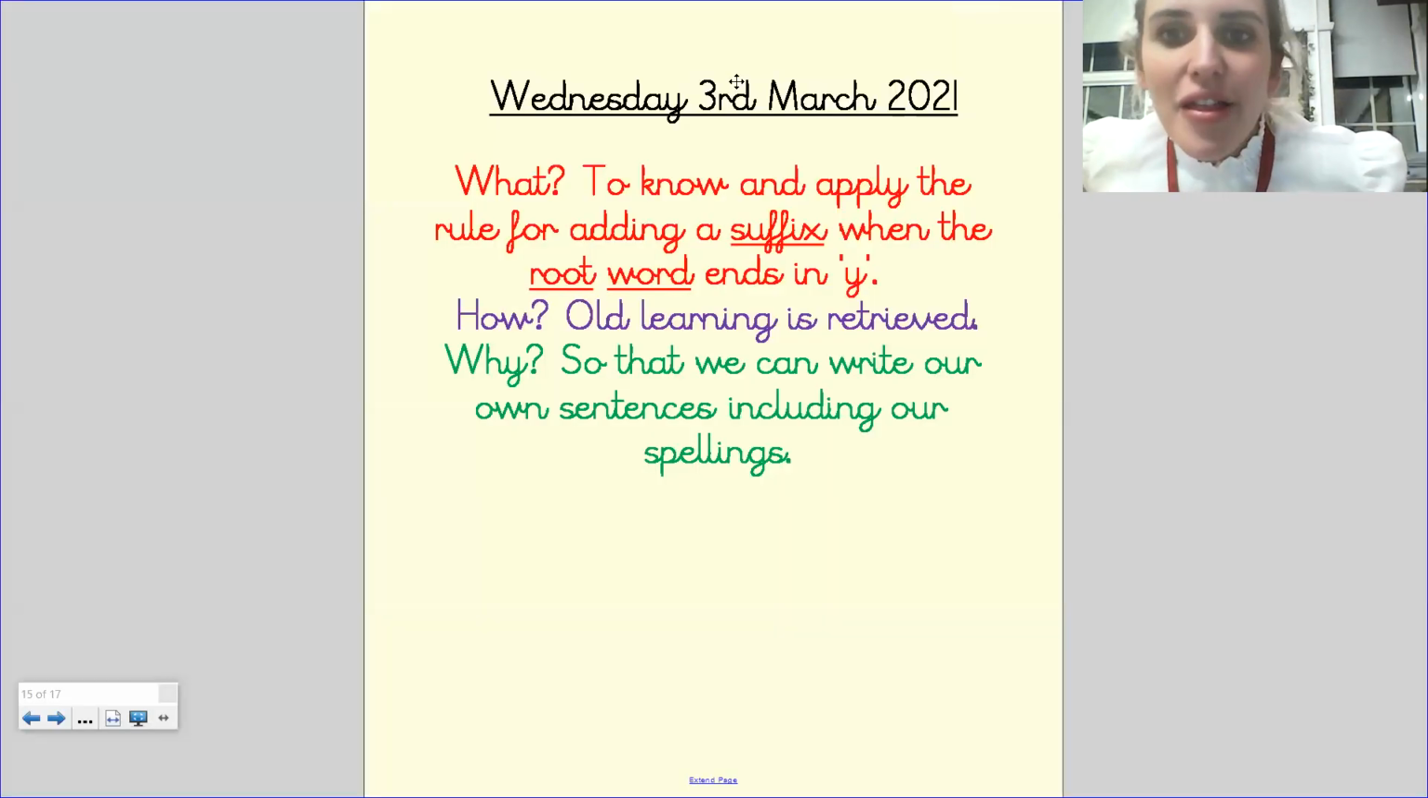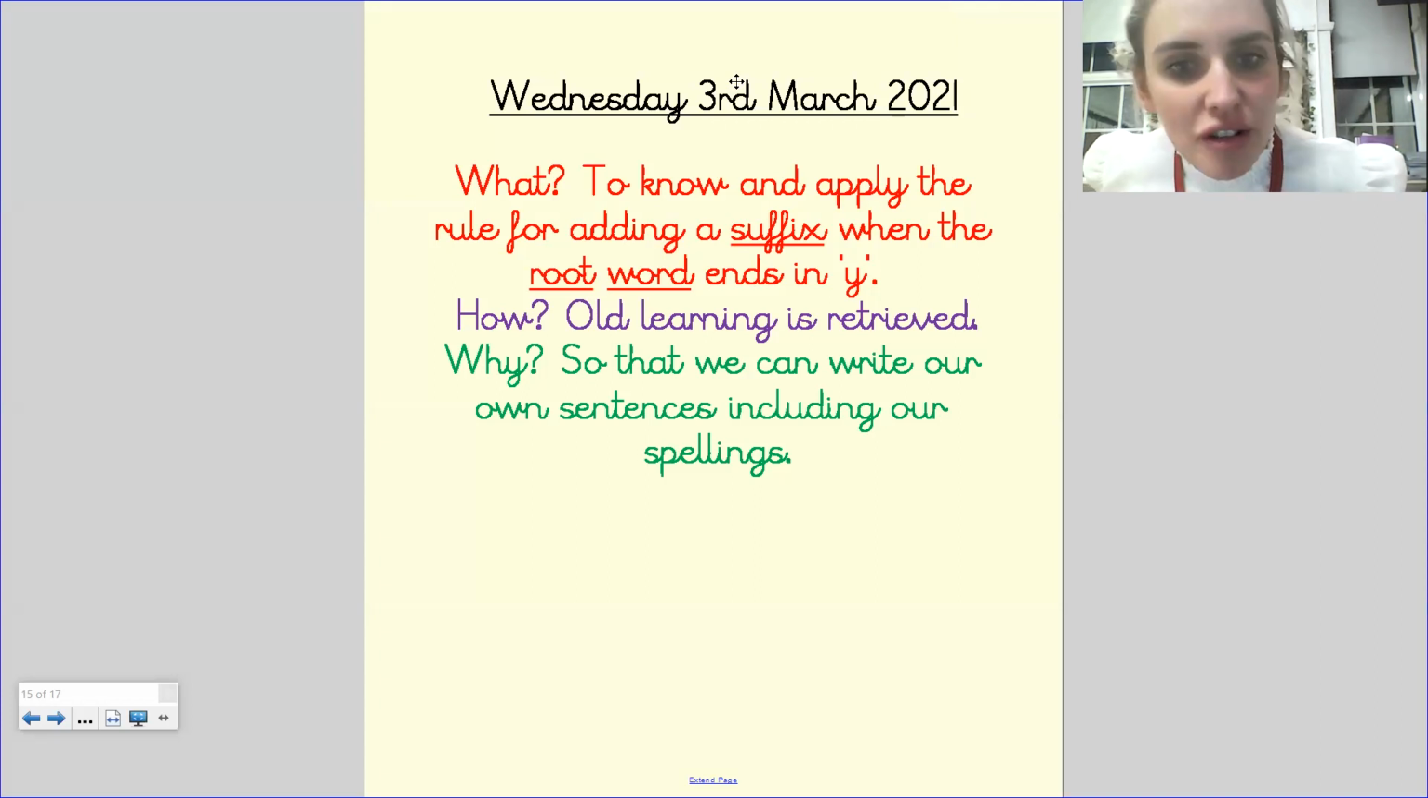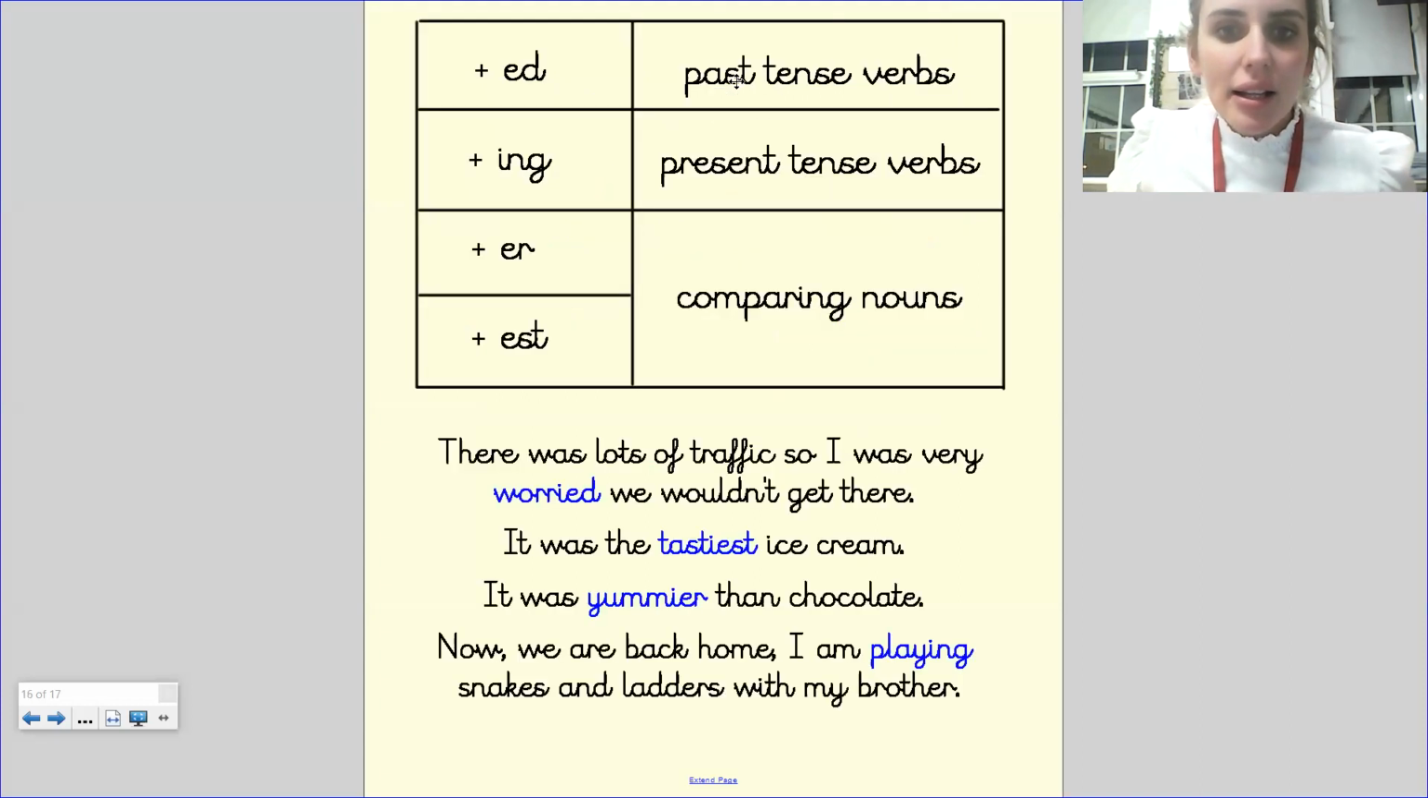So today, Wednesday the 3rd of March, we are learning to know and apply the rule for adding a suffix when the root word ends in y, and we're getting so great at this. We're also learning how to use this in our own sentences today, including our spelling words from our spelling list. So let's have a little think about when we use these different suffixes, because in order to use them in sentences that make sense, we need to know when to use these types of words.